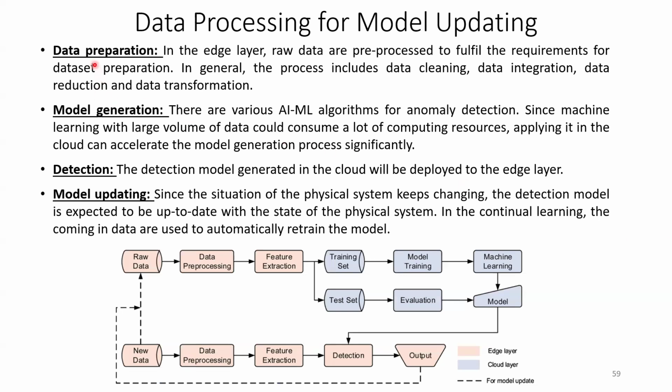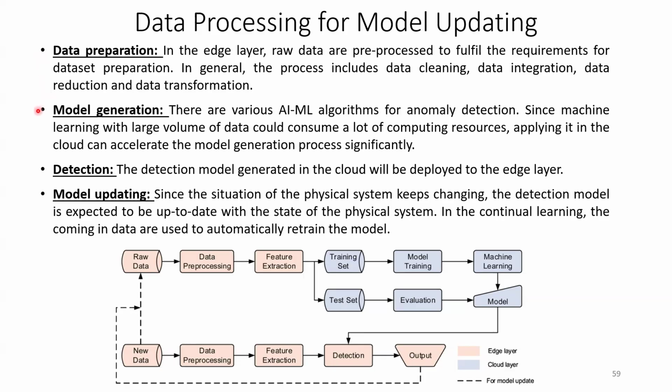Okay, so in this slide we have data processing. These are the key stages involved in data processing for updating the anomaly detection models using digital twins. We start with data preparation, and at the edge layer, the raw data collected from the sensors must be cleaned and processed to ensure it is suitable for further analysis. This includes data cleaning, integration, reduction, and transformation.